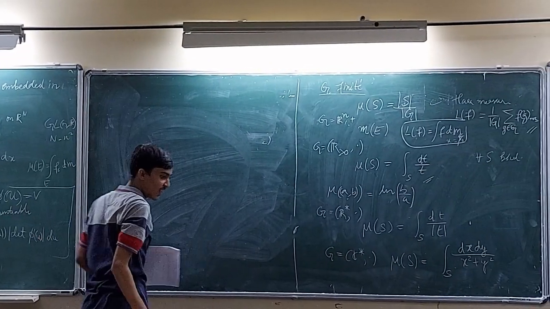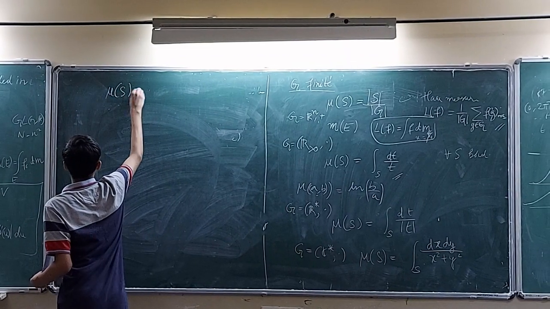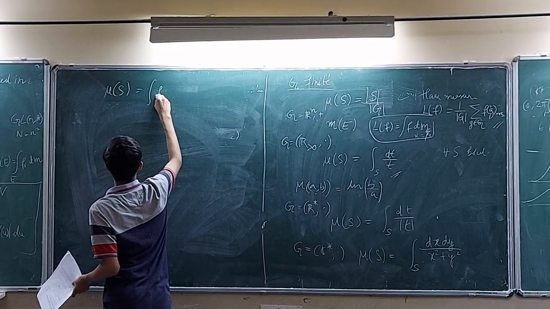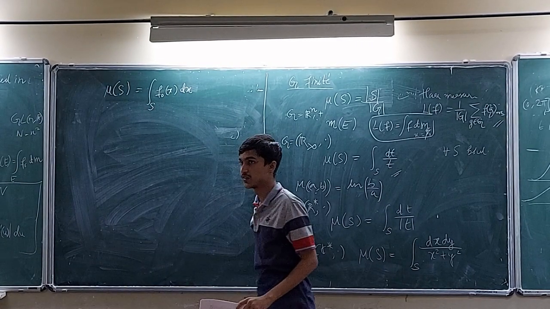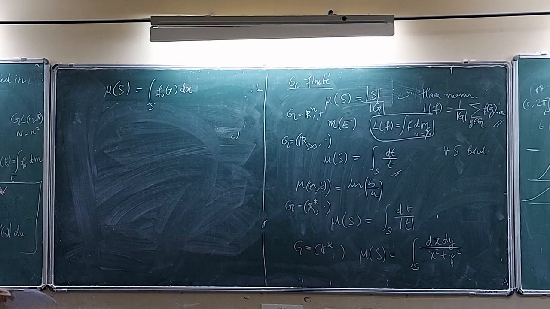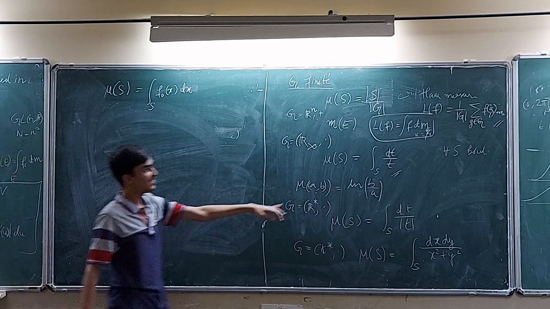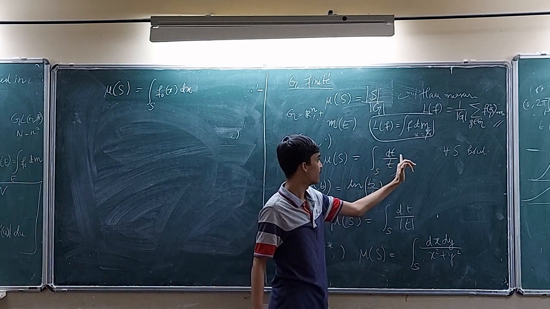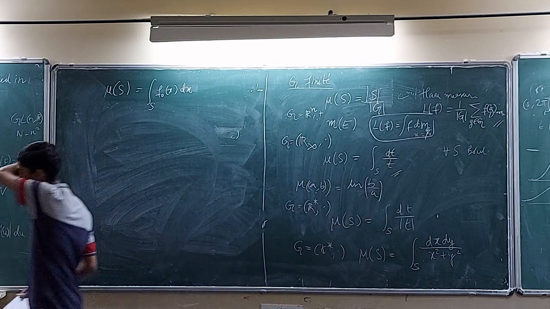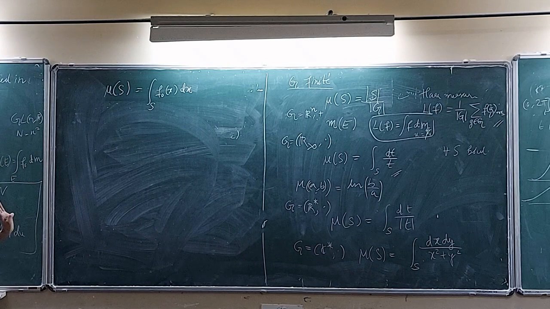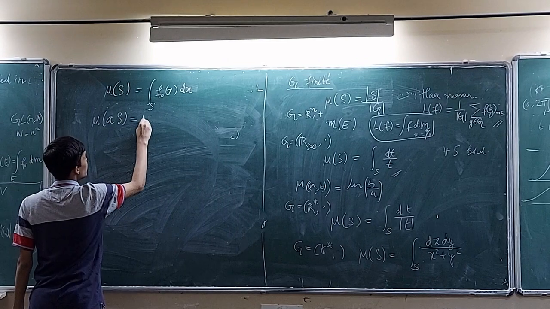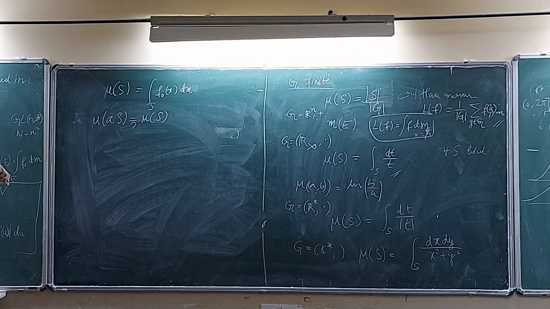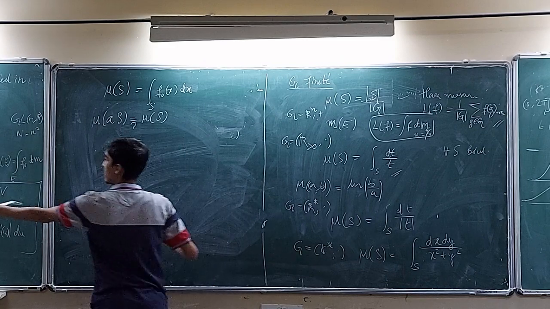So according to our guess, what is the measure of a set? We integrate f naught of x dx on this particular set. What is f naught here? f naught is some function that I don't know, but I am guessing that if I multiply this function with my Lebesgue measure, then it will satisfy what I need: mu of aS should be equal to mu of S. So let's try to use this.